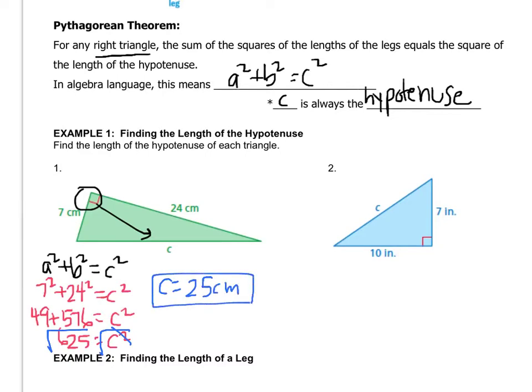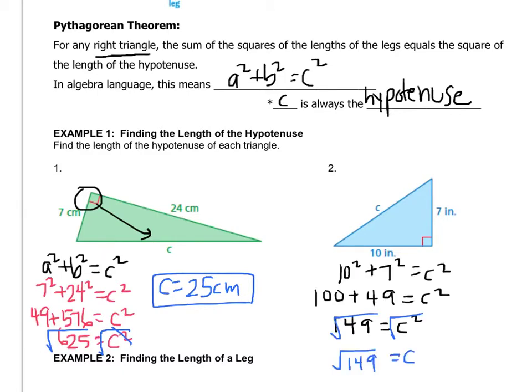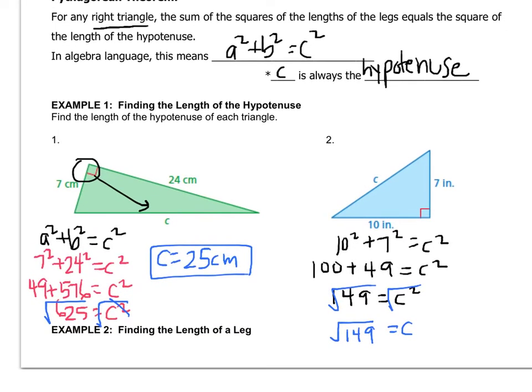If you want to try, try number 2 on your own. So I got square root of 149 inches. If you want to turn that into a decimal, hey, go for it, but I'm cool with you leaving it like that.